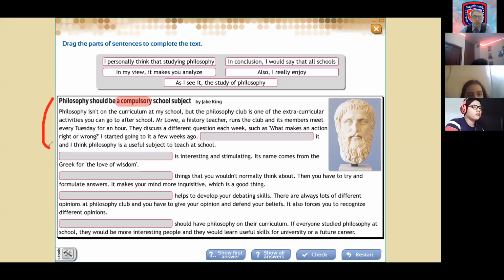Philosophy isn't on the curriculum at my school, but the philosophy club is one of the extracurricular activities you can go to after school. Mr. Long, a history teacher, runs the club and its members meet every Tuesday for an hour. They discuss a different question each week, like what makes an action right or wrong? I started going to it a few weeks ago.